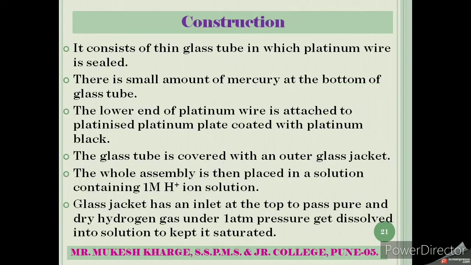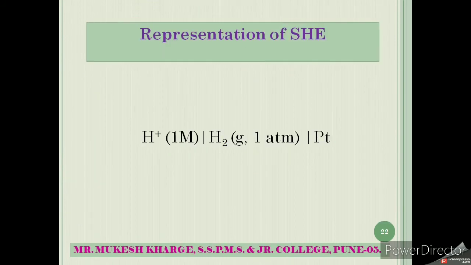Now how to formulate the cell, or how to represent the standard hydrogen electrode. The H plus 1 molar means the concentration of electrolyte is 1 molar containing H plus ion. For example we use HCl. Then hydrogen gas is passed at 1 atmospheric pressure into that 1 molar H plus ion solution, and here hydrogen gas is used and H plus ions are there, but there is no hydrogen in metallic form.